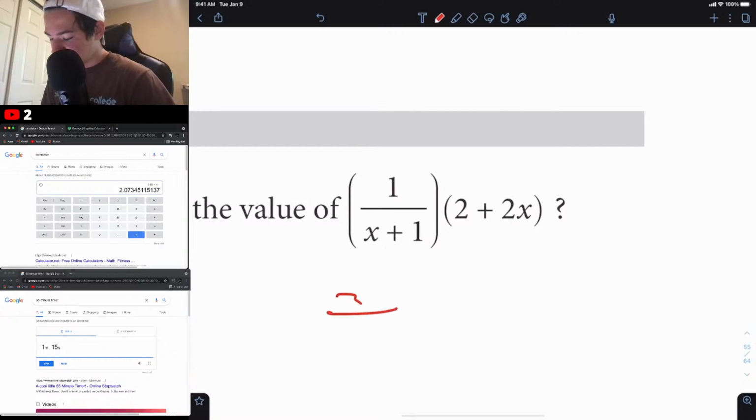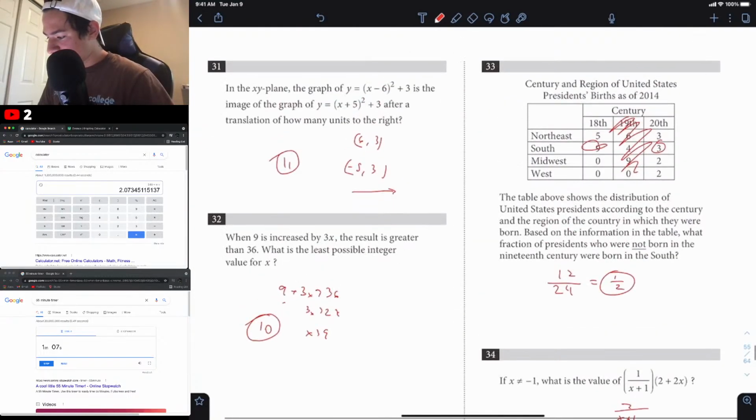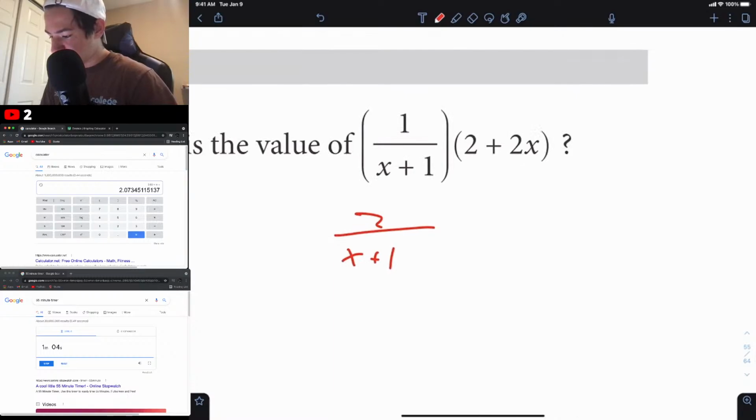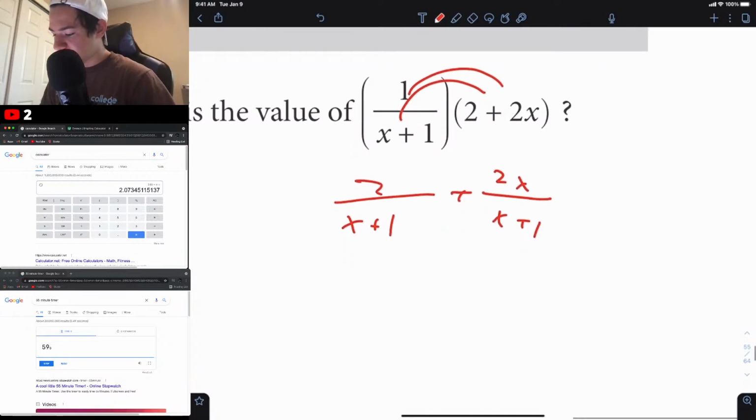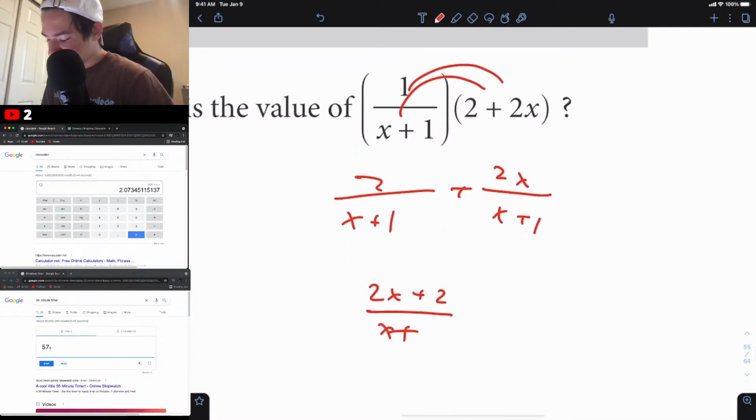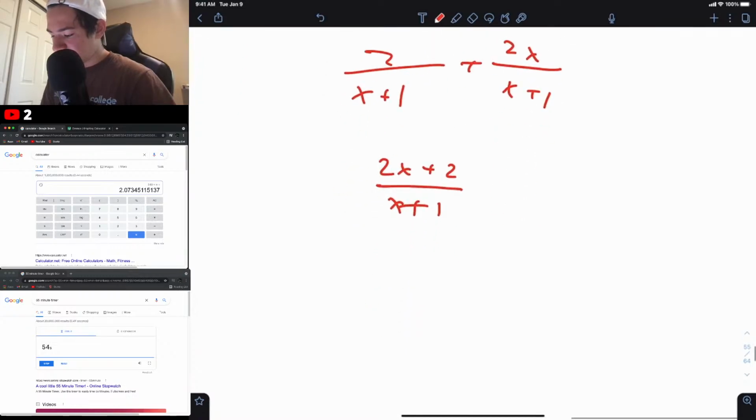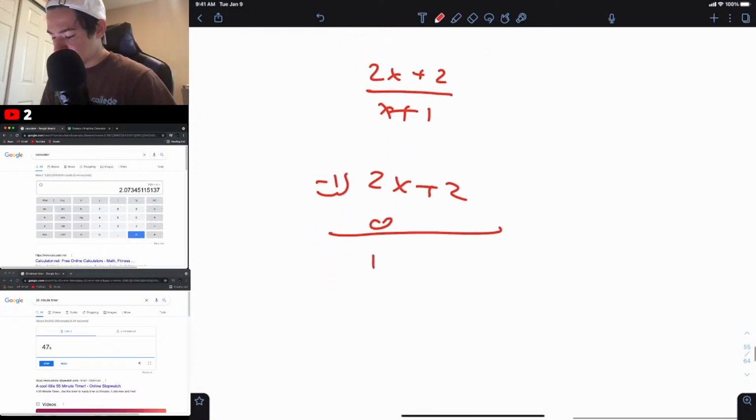So this is going to be 2 over x plus 1, right? Plus 2x over x plus 1. So that's 2x plus 2 over x plus 1, which is just 2x plus 2, negative 1, 0, 1. I don't know what I'm doing, though. I don't know, which is just negative 1. So 2 minus 1 is just 1, so that's x plus 1.